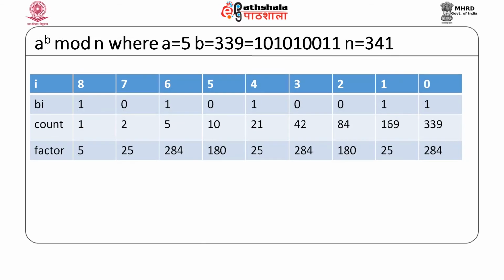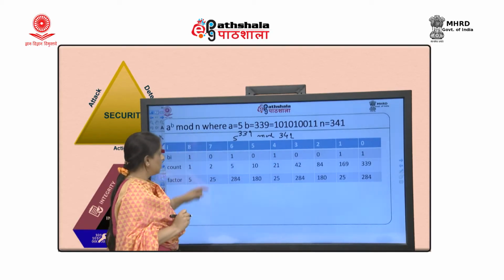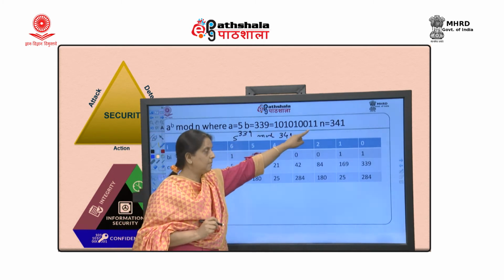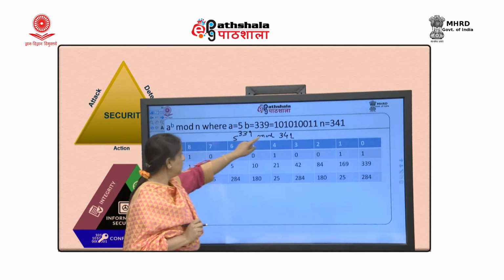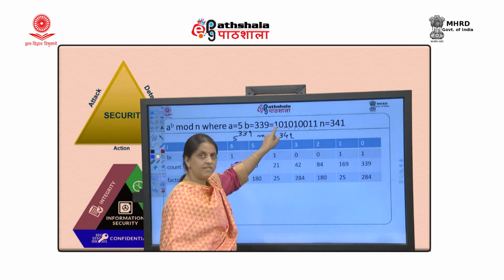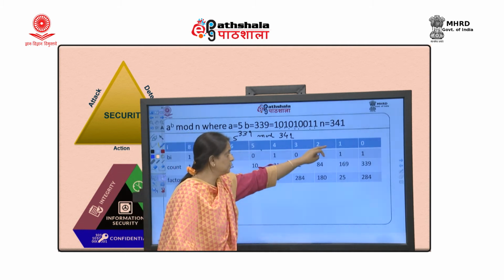For example, if we want to do a raised to b mod n, in this case I am calculating 5 raised to 339 modulo 341. So, what is the first thing we are going to do? We are going to convert 339 into the binary value. So, this is the binary value. Now, you put at which position? This is 0, 1, 2, 3, 4, 5, 6, 7, 8. So, there are 8 positions: 8, 7, 6, 5, 4, 3, 2, 1, 0.